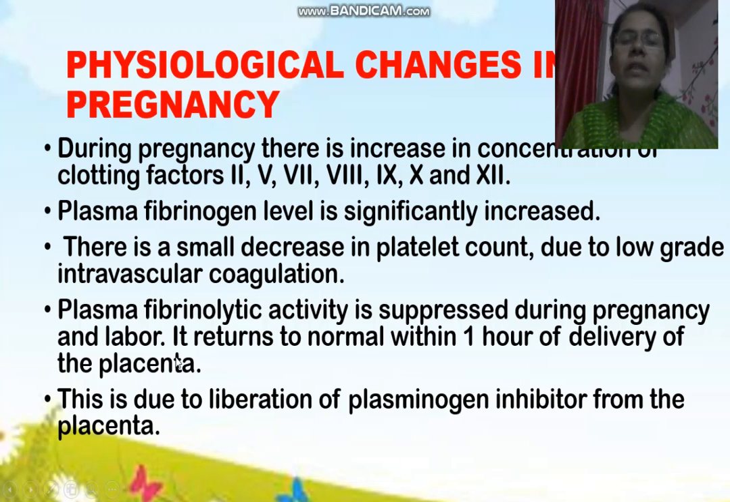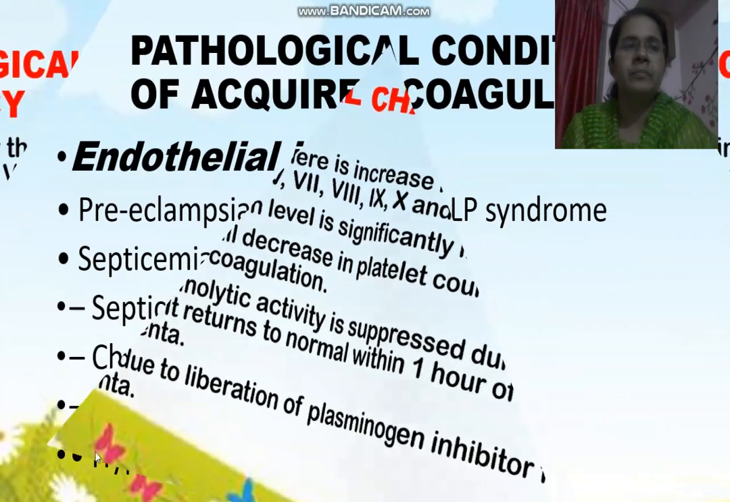So after the delivery of the placenta, the fibrinolytic activity will become normal. This is due to the liberation of plasminogen inhibitor from the placenta. So when the placenta is separated, normal coagulation activity will occur.